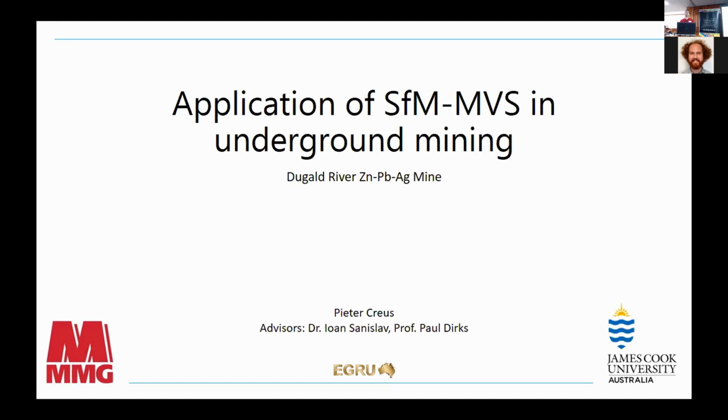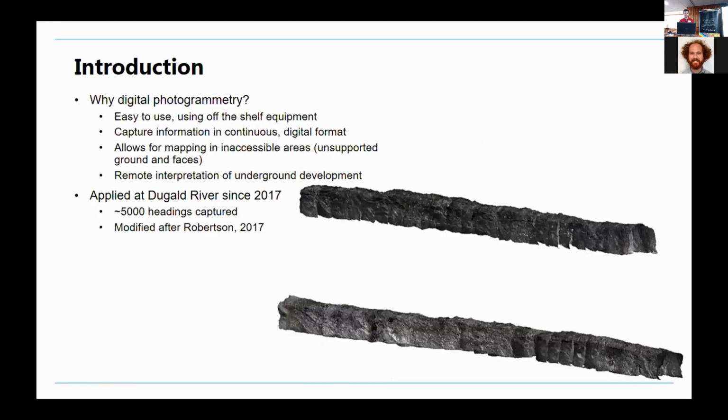So structure from motion is widely used in the mining industry from exploration to pit face mapping and determining the volume of your waste dumps, but little is discussed about its application in underground mining. So firstly, why digital photogrammetry in underground mining?